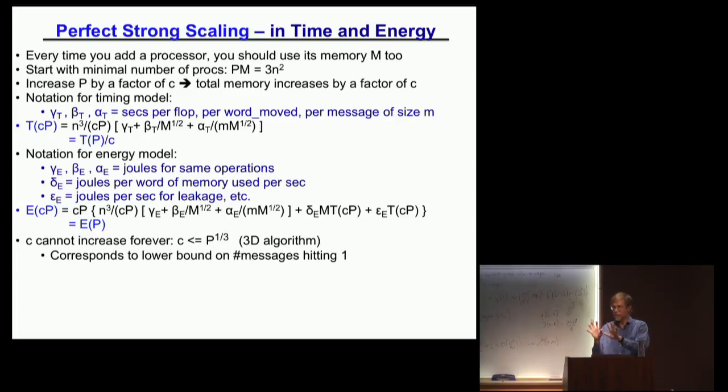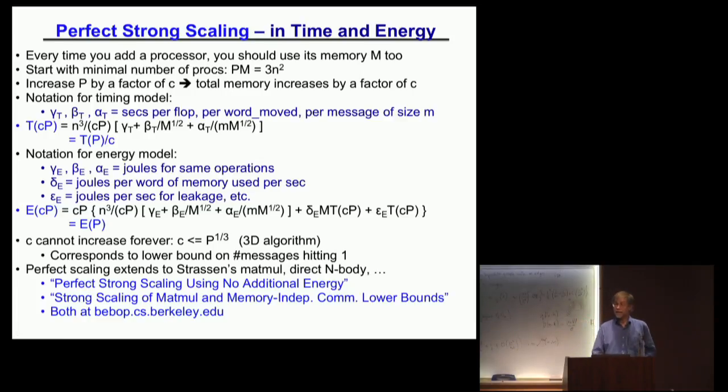No, there's a limit. There's a mathematical limit on how big C can go. And the answer is P to the 1/3. That algorithm was rediscovered many times. The 3D algorithm is the hard limit. None of this scaling goes past that. And one sort of intuition for that is if you look at the lower bound of the number of messages, when C gets up to P to the 1/3, the number of messages hits 1, right? So something in the math has to change when the lower bound hits 1.